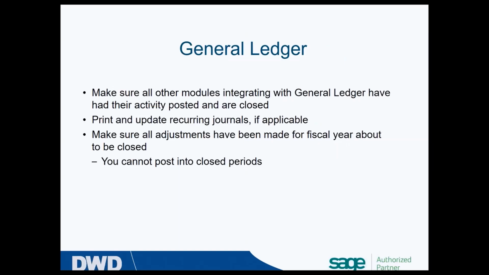All right, the last big module I want to talk about, obviously, is our friend, the general ledger. And anything that is integrating with GL, which for the most part should be pretty much every module that you have, you want to make sure that all that other activity has posted and has been closed. If you're using recurring journals, you would want to make sure that you get those updated. If you've got any general ledger adjustments, any manual adjustments that you need to do, you want to make sure that you get all of those made, especially before you close your year.